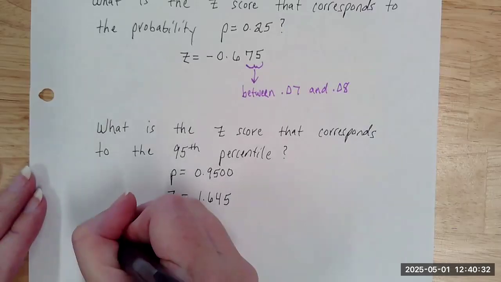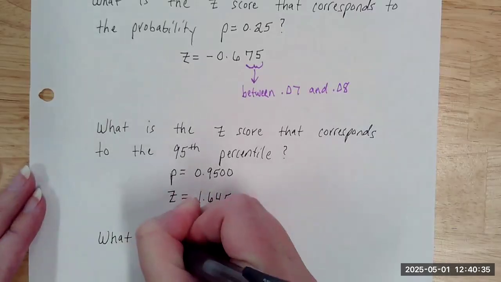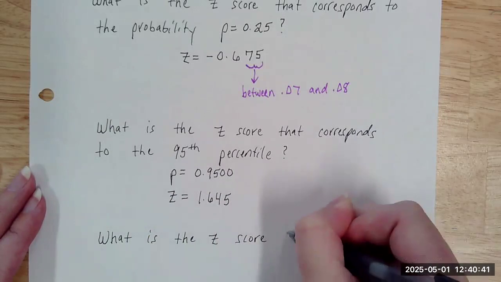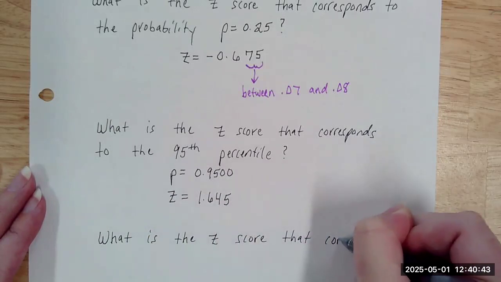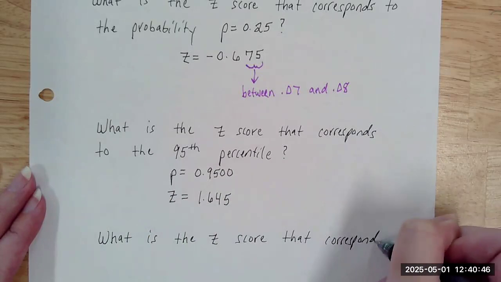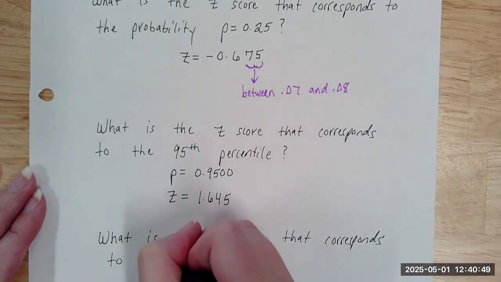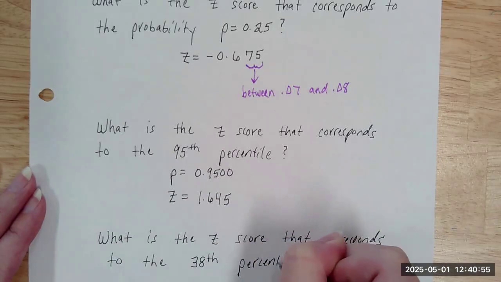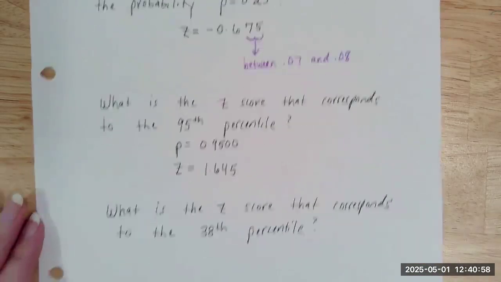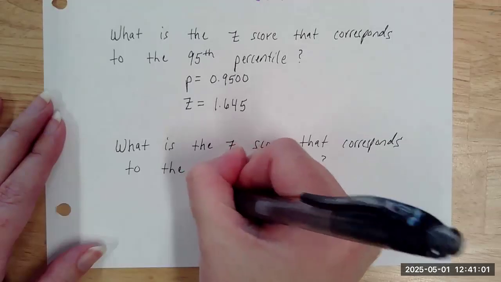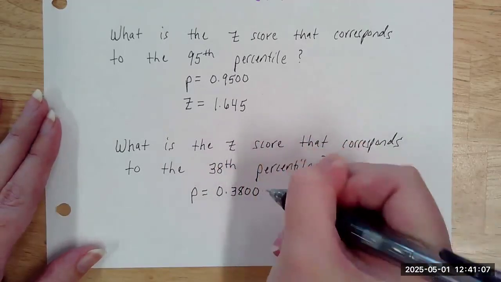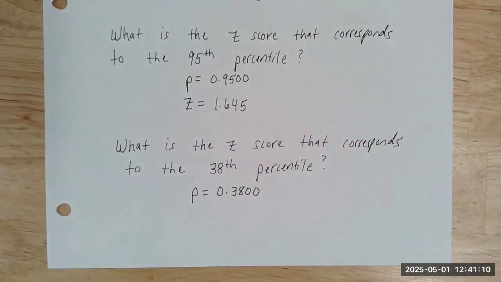Let's do one more. What is the z-score that corresponds to the 38th percentile? So for the 38th percentile, you're going to try and find p equal to 0.3800. It might not be exactly on the table. So if it's not, then you're going to find the two numbers that are closest to that.